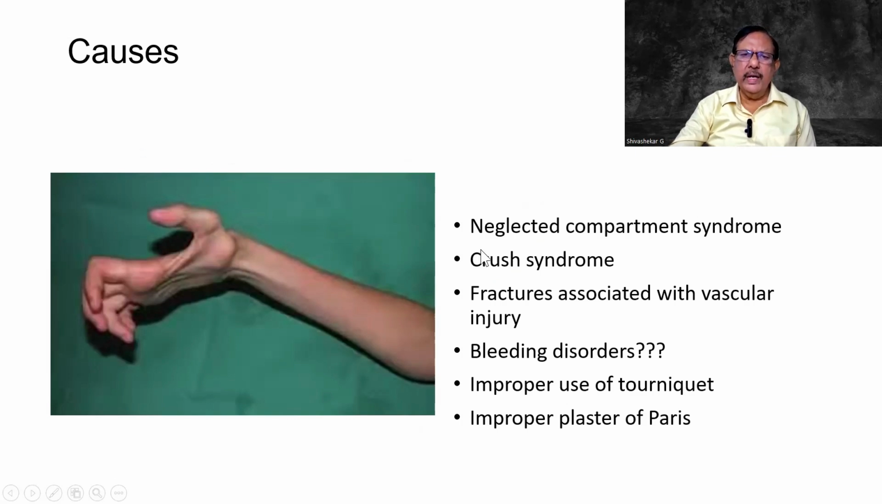The causes are all these things you people should memorize: neglected compartment syndrome, crush syndrome, fractures with vascular injury, bleeding disorders, improper use of tourniquet, improper use of plaster of Paris. And look at the contracture over here, the Volkmann's ischemic contracture.